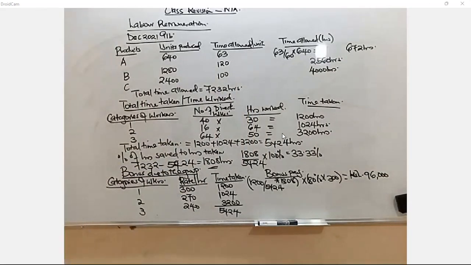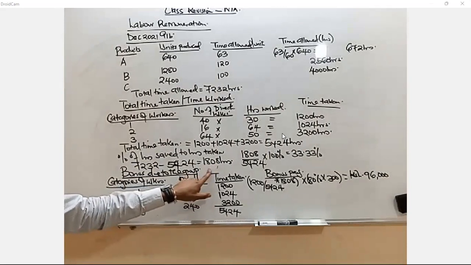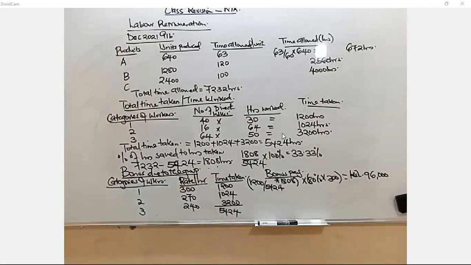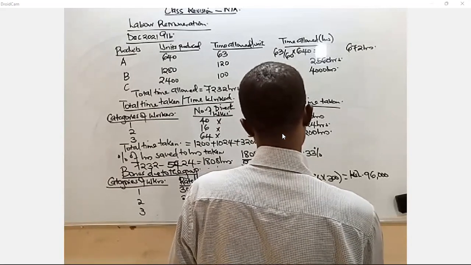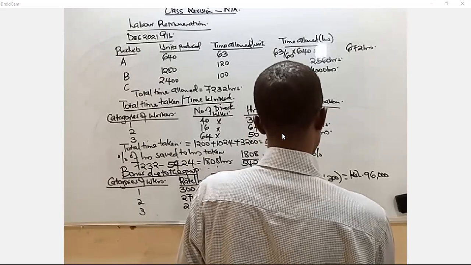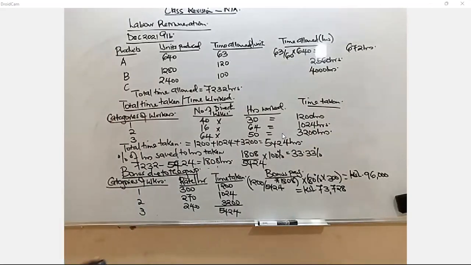The second one will be, because we are just using this proportion to distribute the total hours saved, 1024 divided by 5424 times 1808, getting 341, times 0.8 times the wage rate, 270. Here we are getting 73,728, correct?